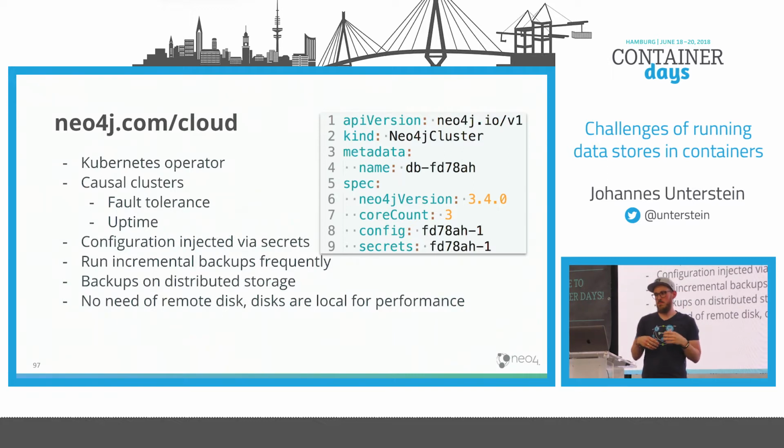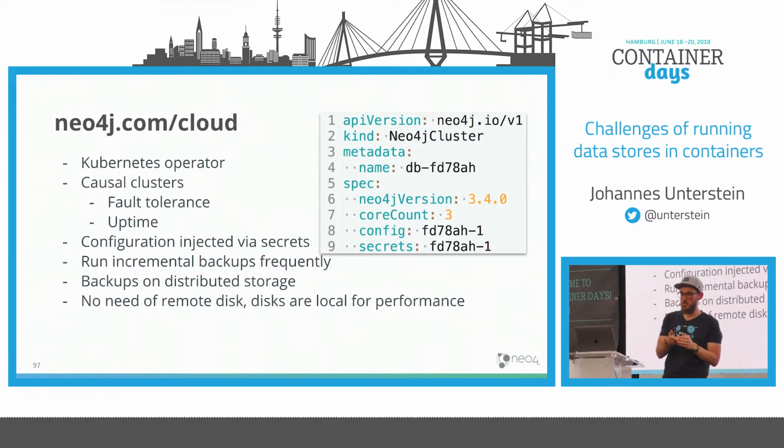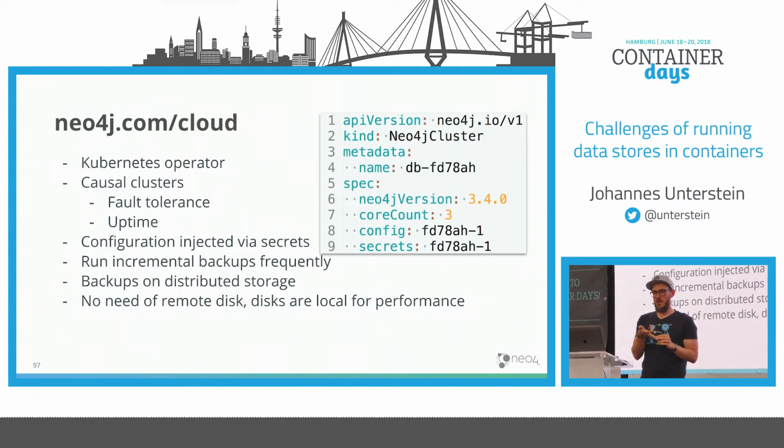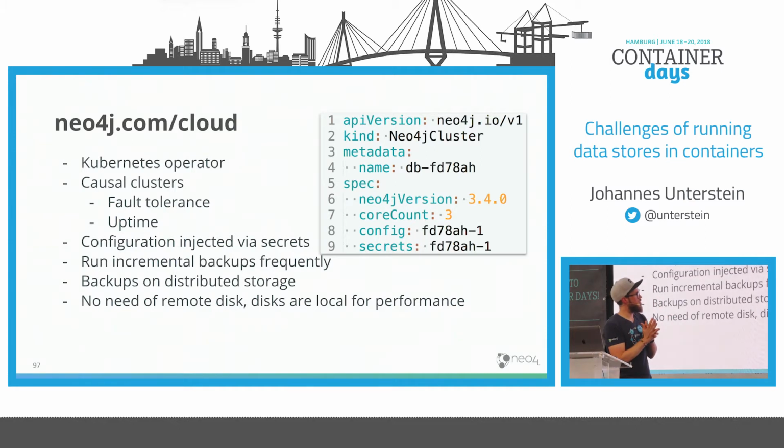We put in the name of the database, the version that should be run, how many cores our cluster should have, which config version we should use, and which secrets we should use. There are a couple of concepts in here. First, we're running clusters because we want to be fault tolerant. If one particular container dies, and this happens quite frequently in a cloud environment, we don't want to face this downtime. So we want a cluster for fault tolerance.